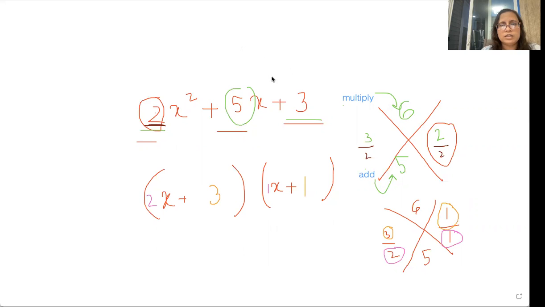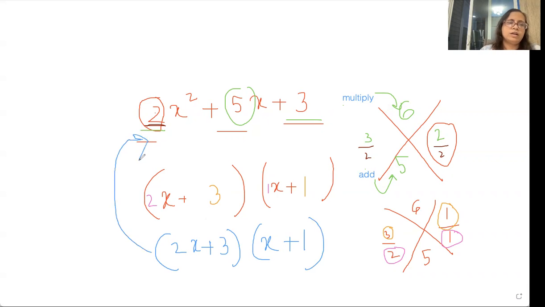The final answer, the factors of 2x squared plus 5x plus 3, is 2x plus 3 and x plus 1. If you use the FOIL method and multiply these two terms, you will get back to the original using the distributive property. Okay, so this is our magic X method. I hope you understood and it makes sense. Thank you very much.